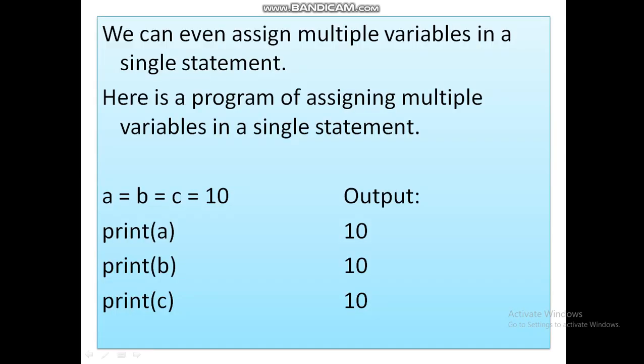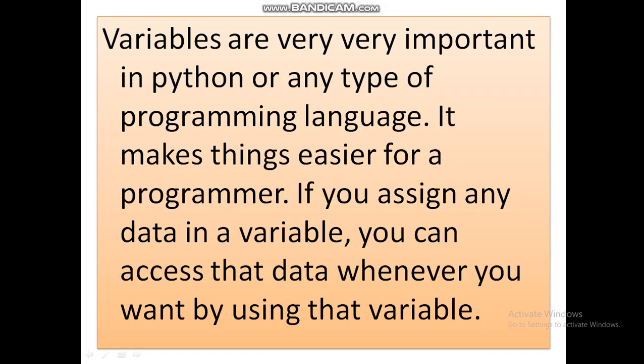We can even assign multiple variables in a single statement. Here is a program of assigning multiple variables in a single statement. a = b = c = 10. And then I printed a, and then I printed b, and then I printed c. So as you can see, the output is thrice 10. Variables are very important in Python or any type of programming language. They make things easier for the programmer. If you assign any data to a variable, you can access that data whenever you want by using that variable.